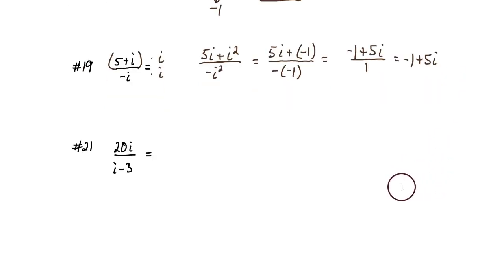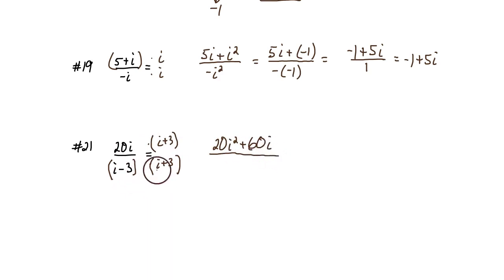Number 21, we also have a fraction, and in the denominator is the symbol i. We're going to simplify by multiplying top and bottom by the conjugate. That would be i plus 3. So you need to times the top by i plus 3 and times that denominator by i plus 3. In the top, 20i times i is 20i squared. 20i times 3 is 60i.